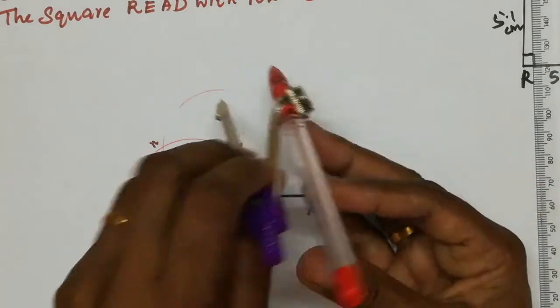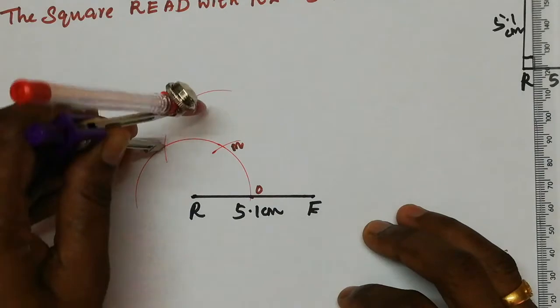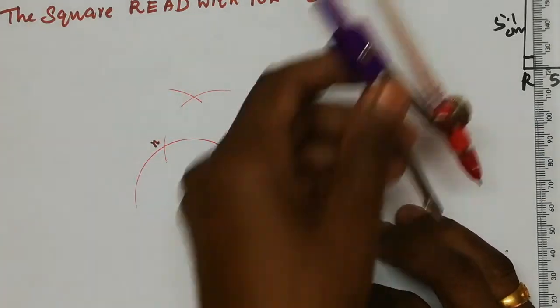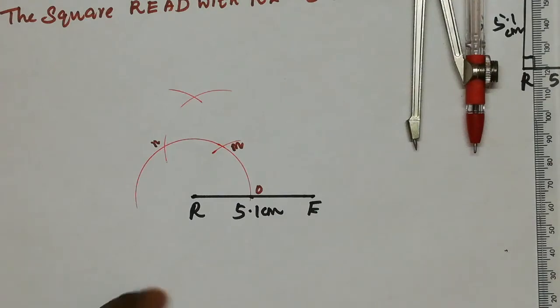Then pointing at N also, you can make another arc. Now we got an intersecting point here. That will be our 90 degrees.